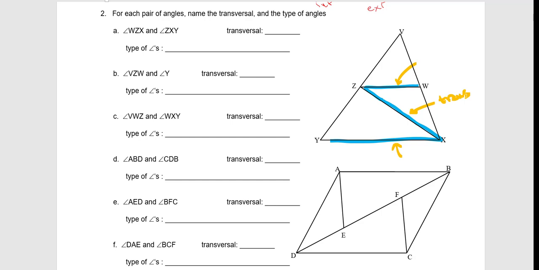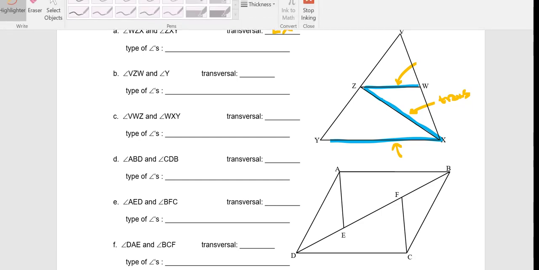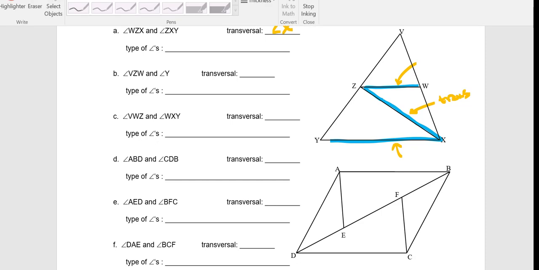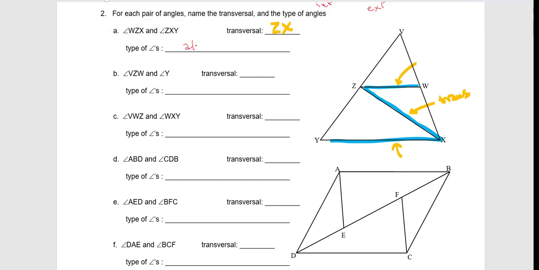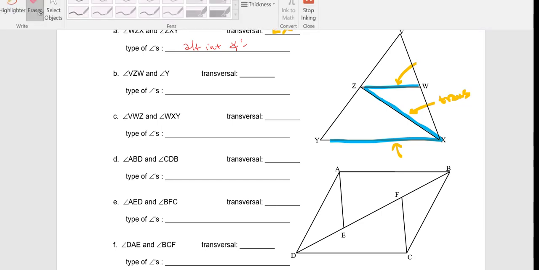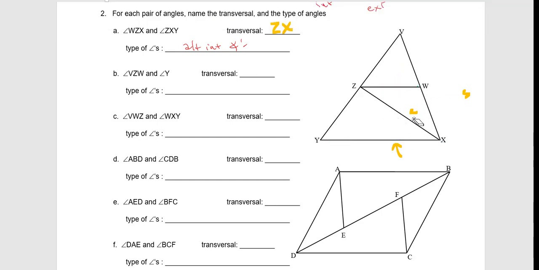Okay, so in our case here, ZX is the transversal, and of course it forms a Z shape, which means they are alternate interior angles. Alternate interior angles. Okay, let's try another one here. Get my little eraser out.